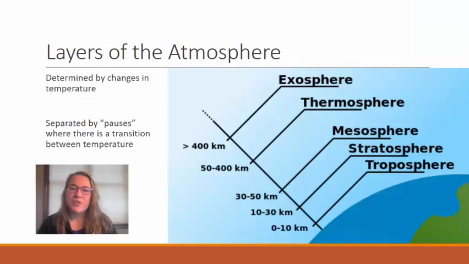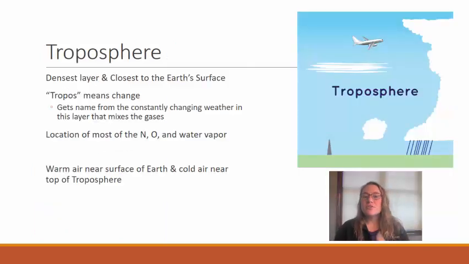Now, the layers of the atmosphere are determined or delineated based off of changes in the temperature. Anytime that we go from one layer to the next, we call that transition a pause. And that's just the area where the temperature changes from increasing to decreasing or vice versa. We're going to go through each of these layers from closest to the Earth all the way out to outer space, and you are going to need to know these layers in order along with the general trend of what's happening there. So the layer closest to the Earth is called the troposphere.